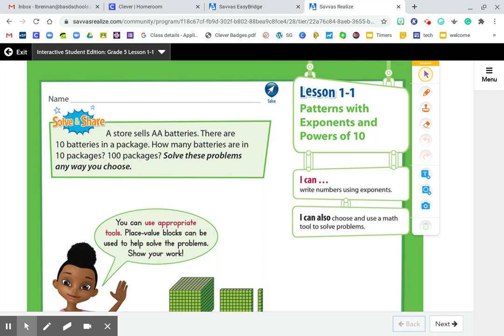Okay, after reviewing the Review What You Know on page 2, we're ready to begin the lesson. Today's lesson is 1-1, Patterns with Exponents and Power of 10.